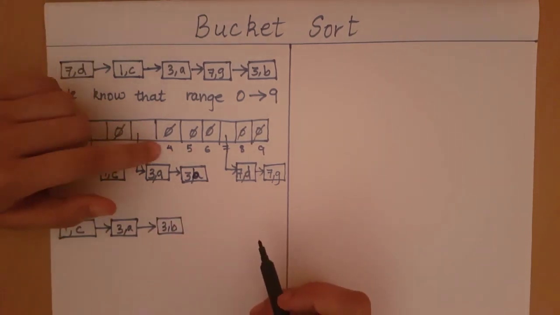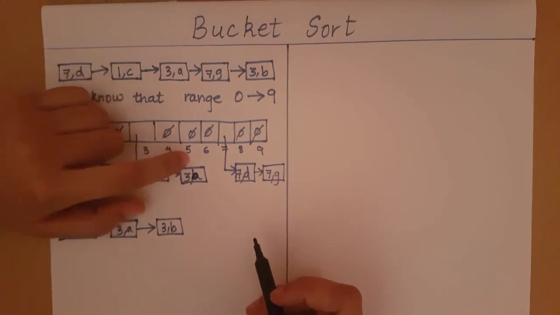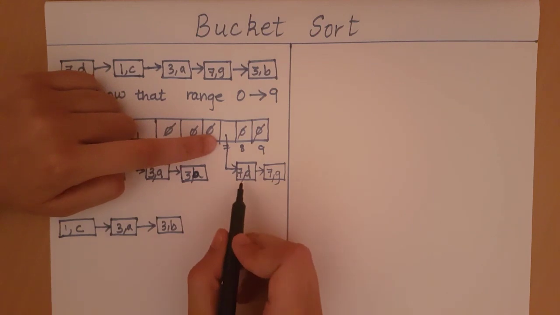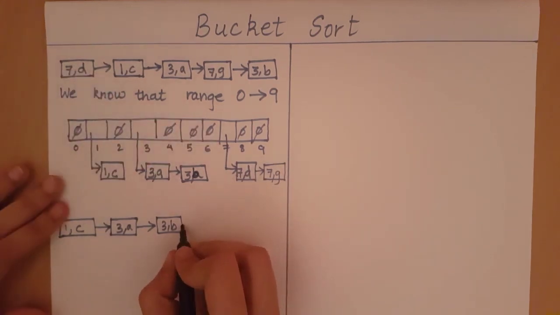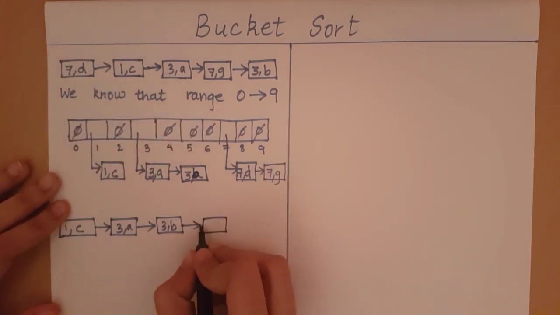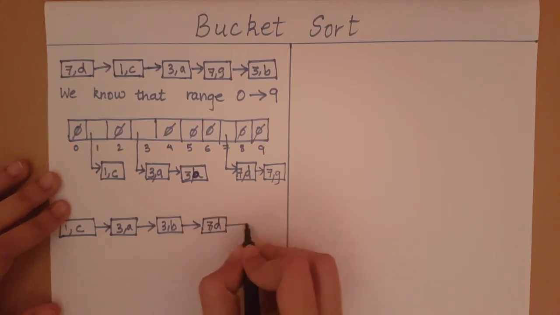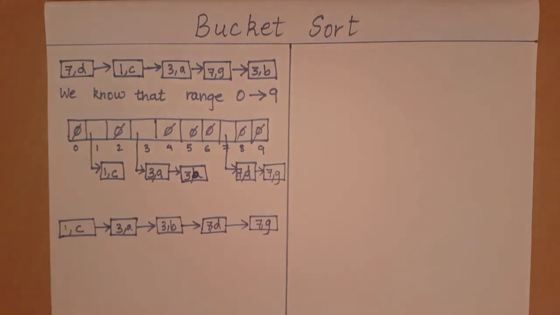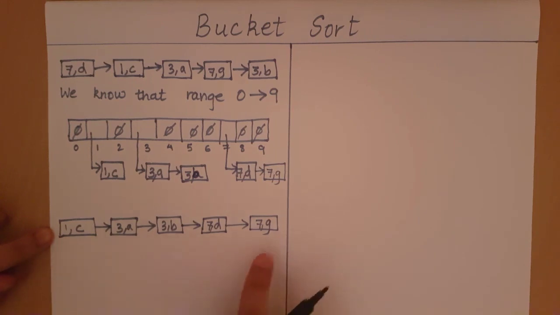Then I'll go to 4, nothing there. 5, nothing there. 6, nothing there. Then I'll go to 7. What should I add to my linked list? 7D, 7G. With this, I would have sorted my initial list and arrived at this new list.